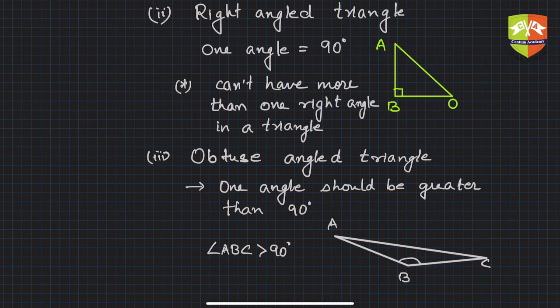So, this is the classification of triangles. Now, we are going to take up theorems on triangles, right? Theorems are nothing but some facts about any particular mathematical concept where we can prove them by logic. Okay, so that's what we are going to take up next.